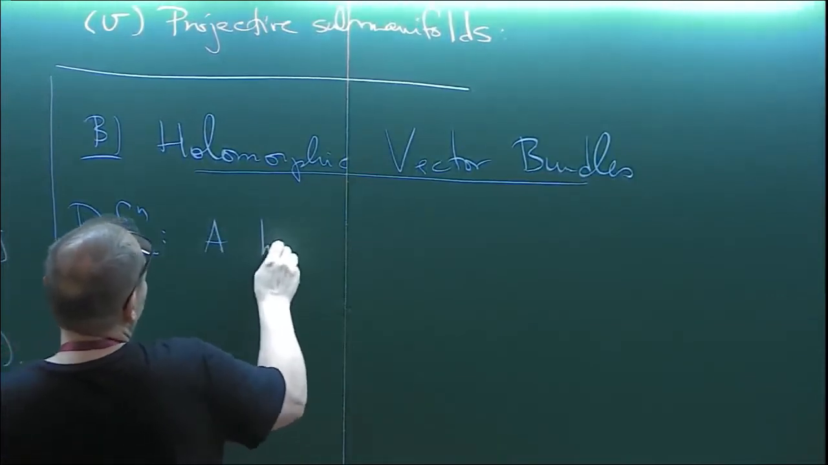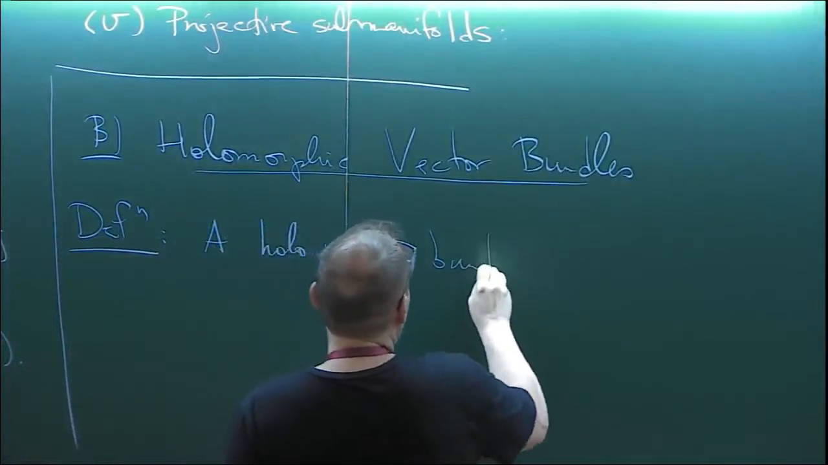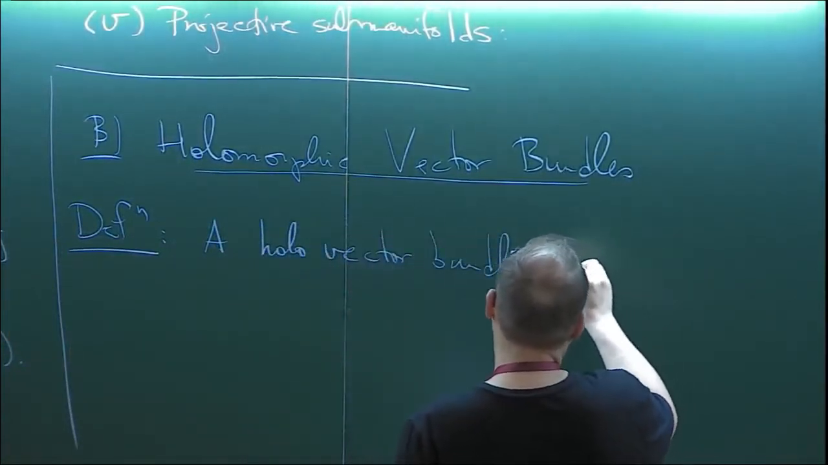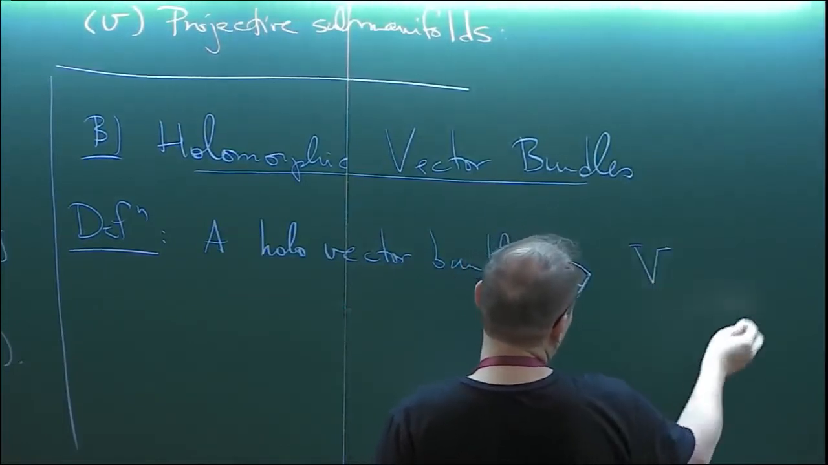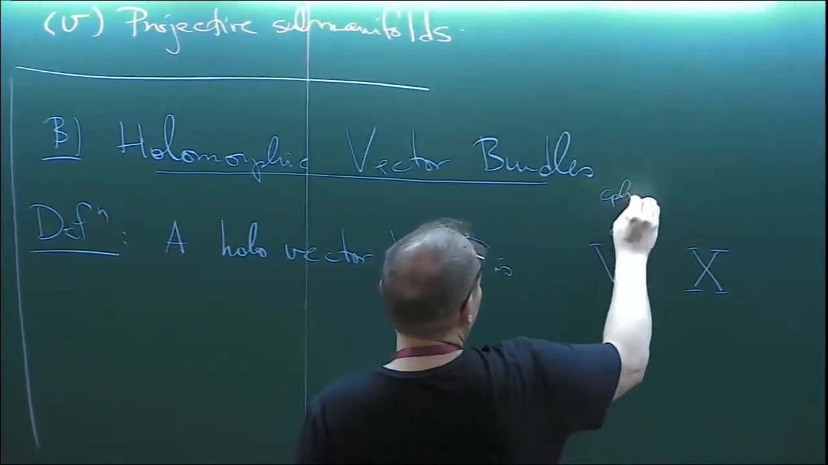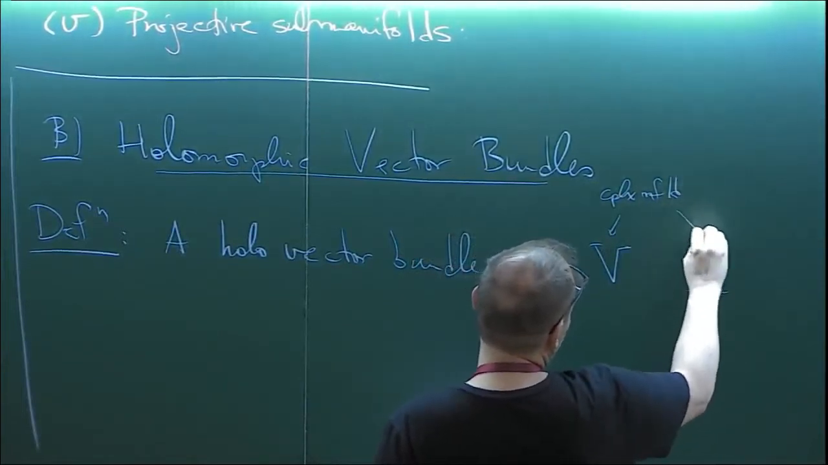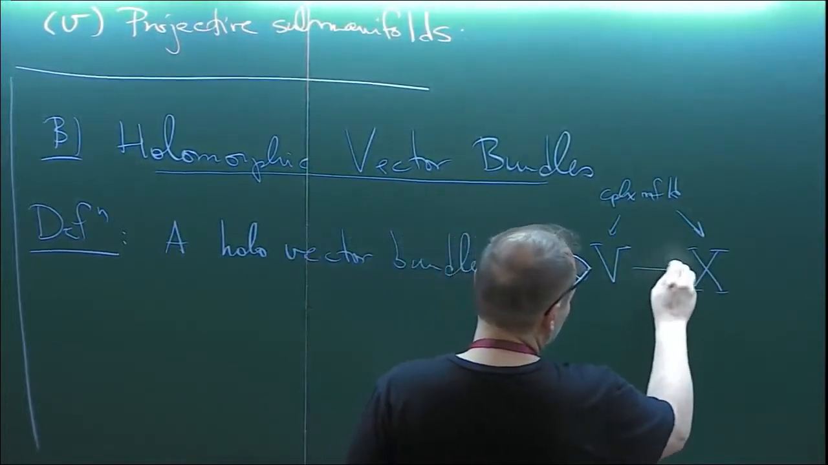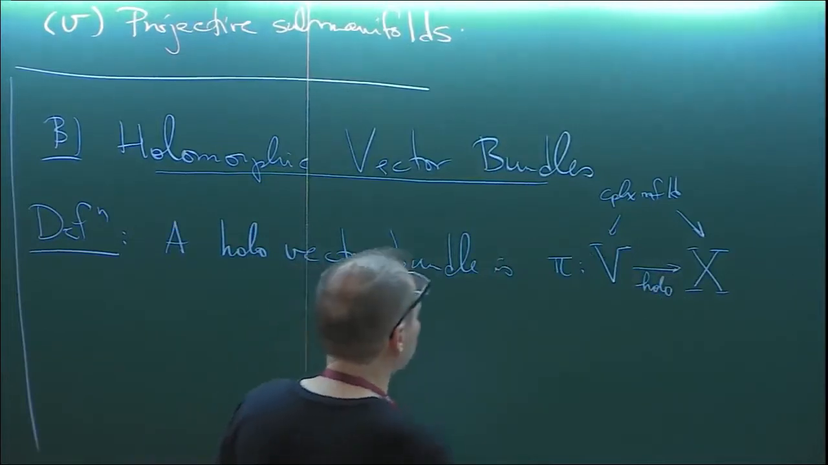So a holomorphic vector bundle is a triple. It's a bit redundant to say a triple, but let me say there's a total space V that's a complex manifold. Then there's a base space X, which is also a complex manifold, and then the third thing is a map pi, which is holomorphic, and then you need some properties.